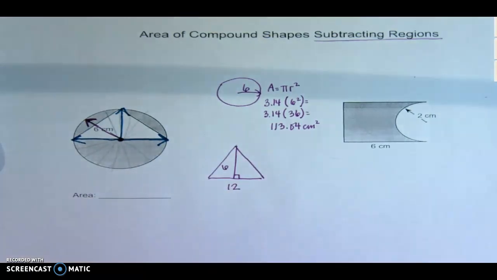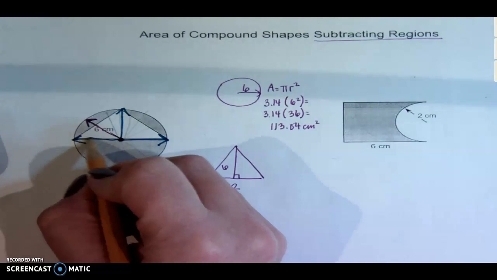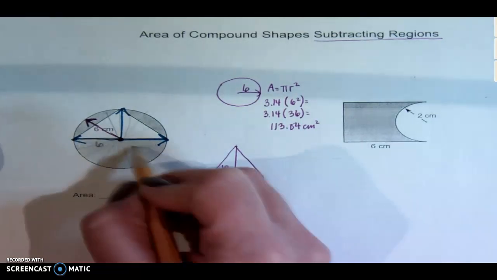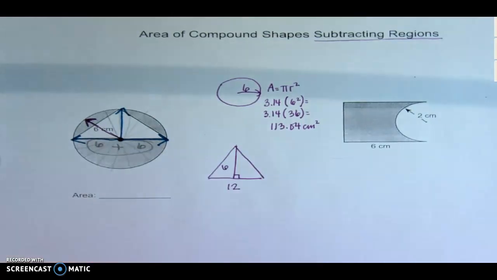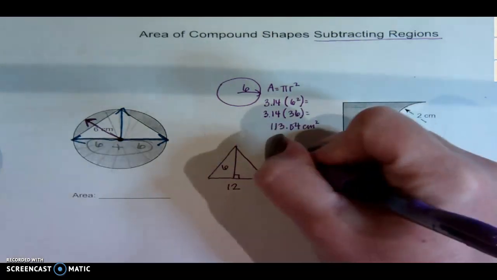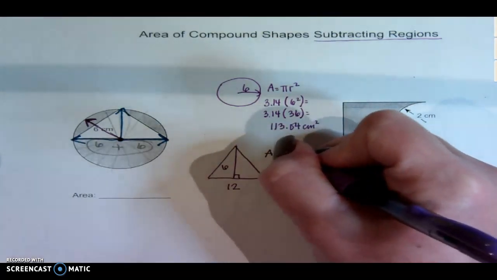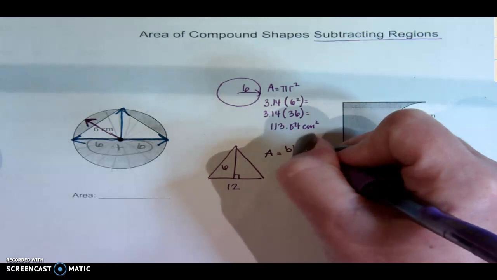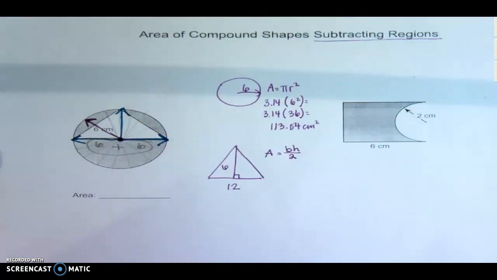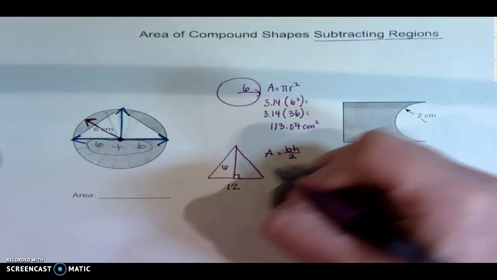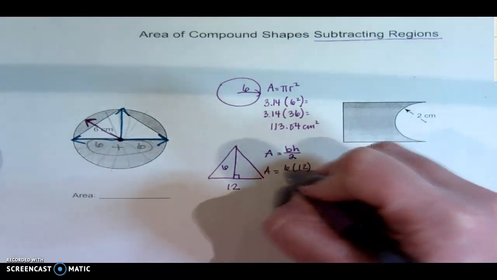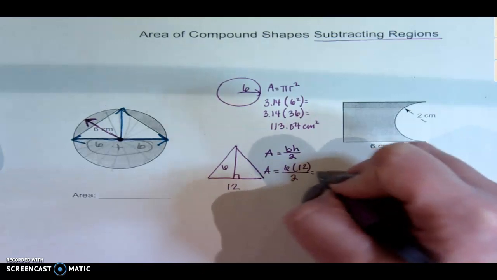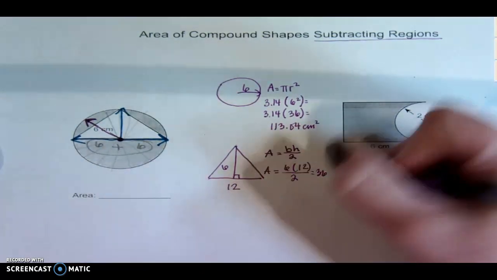Do you know why it's 12? Since this is a radius of 6 and this is a radius of 6, we have to add them. So actually it would be a measure of diameter. From here, let's find the area of our triangle. We have base times height divided by 2. This is the formula that we will be using. So 6 times 12 is 72. 72 divided by 2 gives us 36.